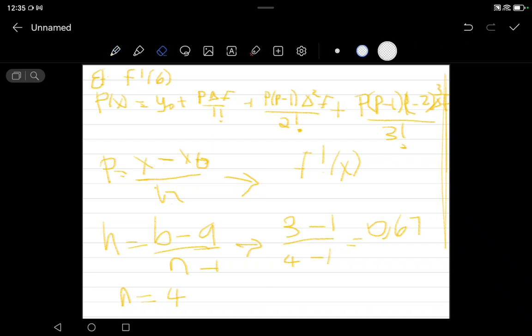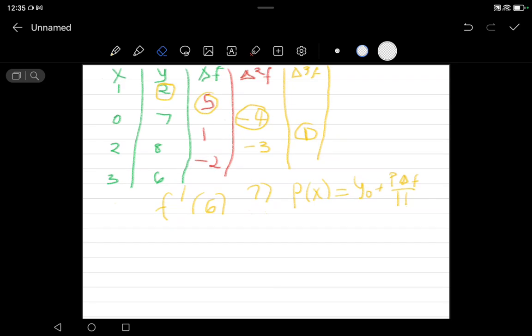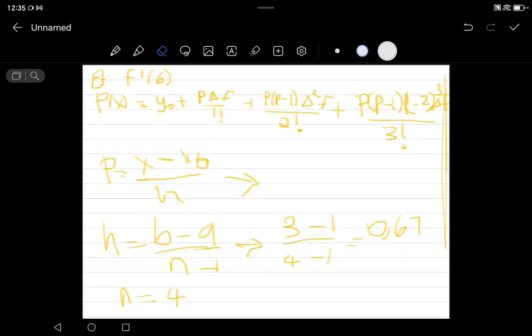Okay. So now we have the value of x. We also have the value of x0. x0 is 1. So we're going to say our p is (6 minus 1) over h. h is 0.67. And therefore, p equals 7.46. Okay, so we have the value of p. We also have the value of h and the value of n. So now we can just substitute back into our equation.